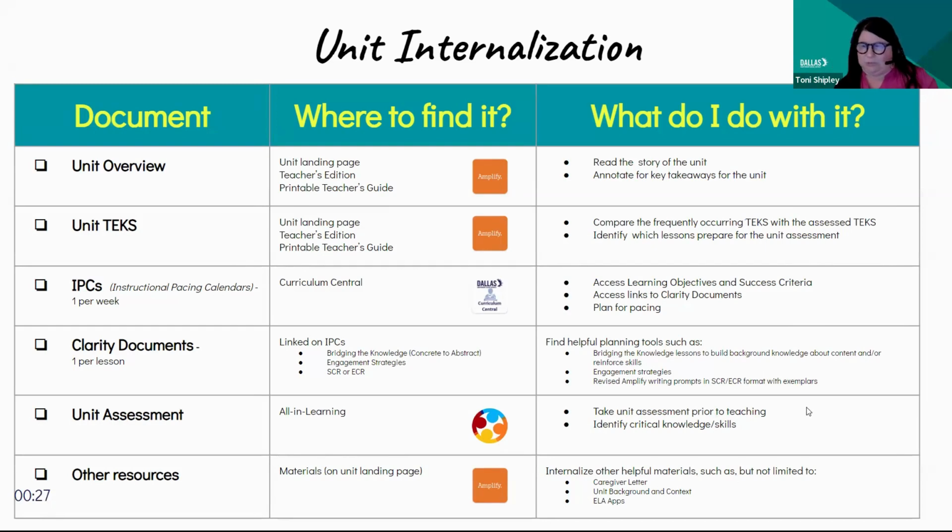And then also, what do you do with these documents? What are you going to do with it? How does it help you plan for your instruction? We just thought this might be helpful, especially for newer teachers, but also anybody who's new to Amplify, just to help them navigate all of the resources provided by Amplify and the district.